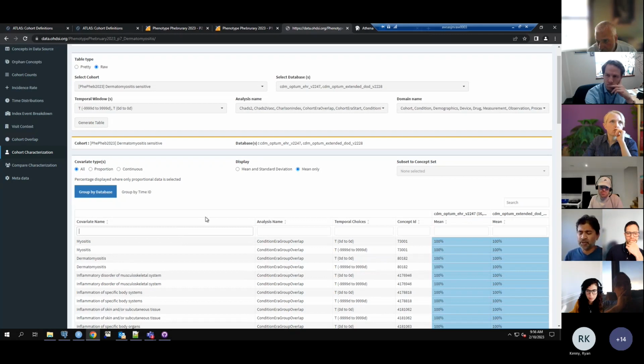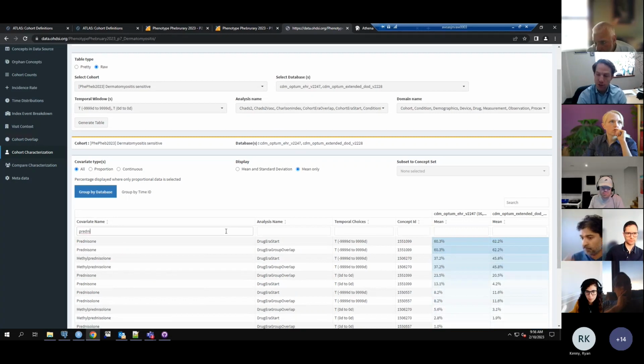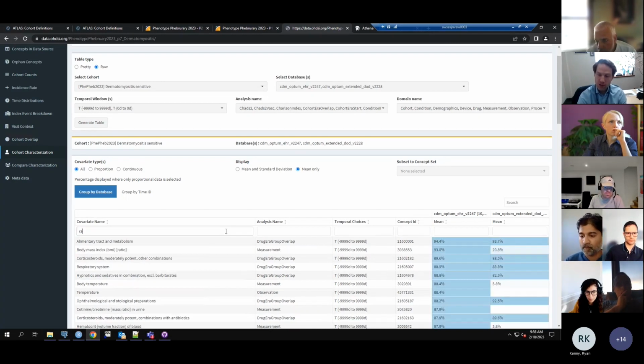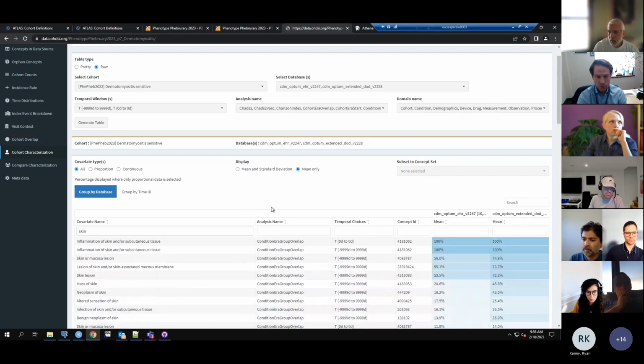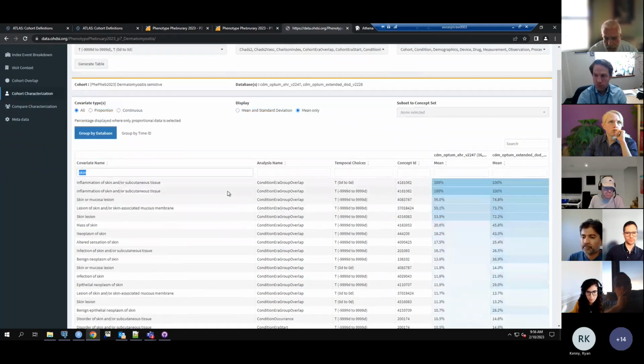Are there any other attributes that you would like to look for in these people? Treatments of any kind? I mean, you could. Prednisone is probably the most sensitive drug to try. Rash is probably the most sensitive symptom to search for. Would you say for drugs, prednisone? Correct.